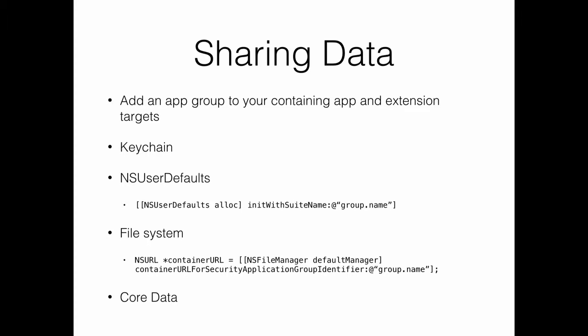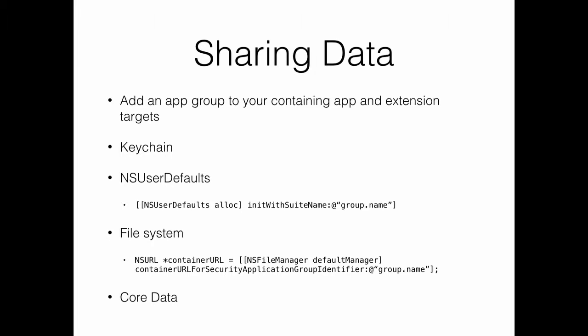Keychain is the same thing. They have part of the API for the keychain where you pass in the group name. File system works the same way. So when you want to get your URL, instead of going directly to a local URL, you want to get container URL for security application group identifier.